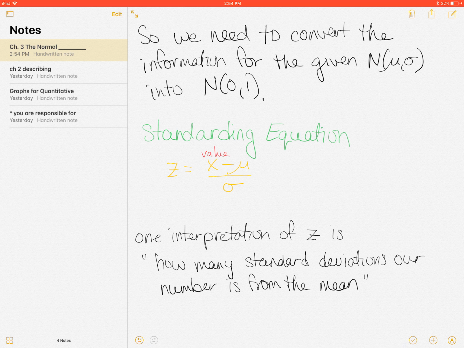One interpretation of the Z is how many standard deviations our number is from the mean. So a Z of 3 says our number was 3 standard deviations above the mean. A Z of negative 1.5 says our number was 1.5 standard deviations below the mean. And this can be useful in comparing two values with different means.